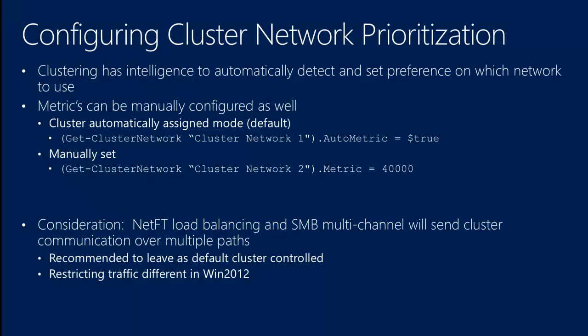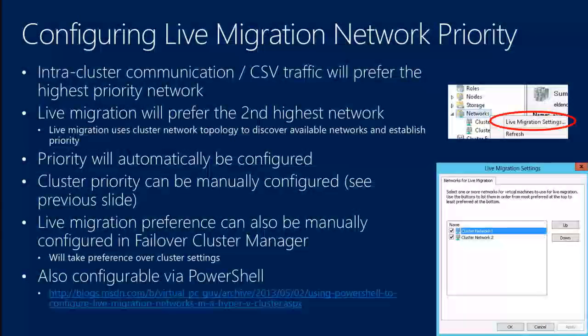One consideration is with CSV. CSV uses SMB multi-channel in Windows Server 2012 now, and that will actually override, it has different logic than this. So let me talk about that. Actually, I'll talk about live migration, then I'll talk about that.